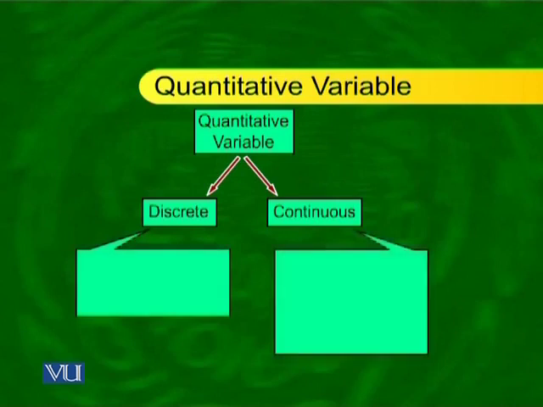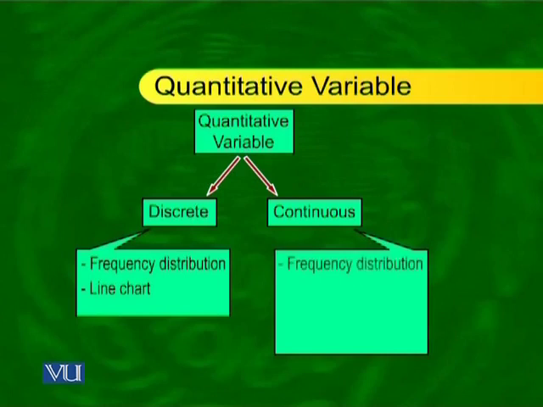For the discrete variable, we will be constructing a frequency distribution and will be drawing a line chart. For the continuous variable, again, we will be constructing a frequency distribution and will be drawing the histogram, the frequency polygon, and the frequency curve. Let us first consider the discrete case with the help of a very simple example.